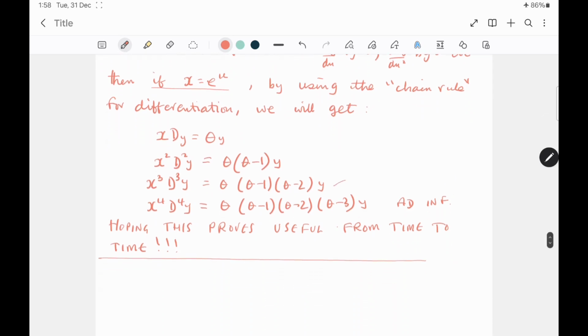x to the fourth D to the fourth y equals theta times theta minus 1 times theta minus 2 times theta minus 3 y, and so on forever and ever. And I just hope that this will prove useful to you from time to time.